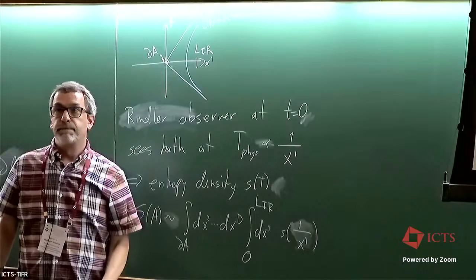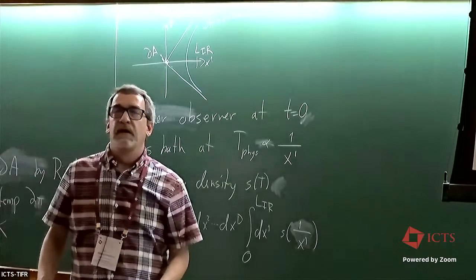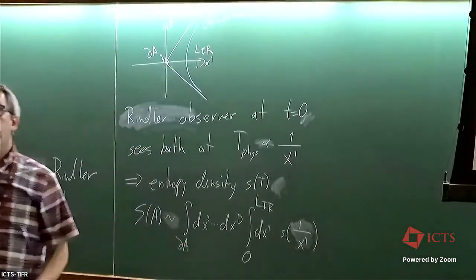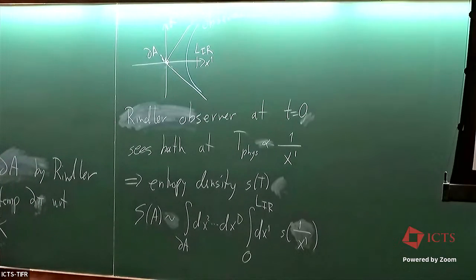Okay? Yes? Why the observers near the entangling surface, you are approximating it to some Rindler observers? Why is that the case?